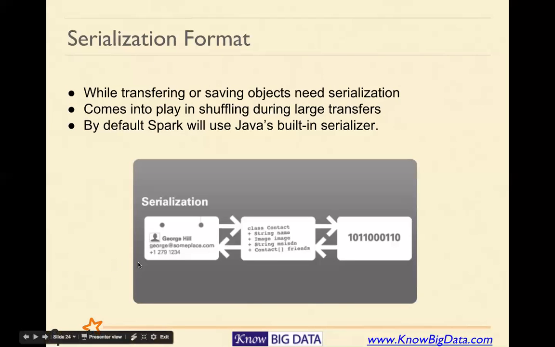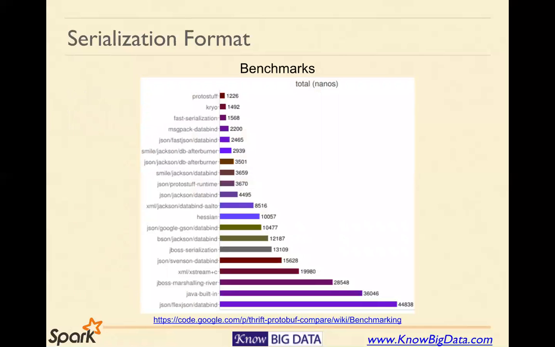All right. So serialization format: while transferring or saving objects, we need serialization, and it comes into play either during transfers or saving to the disk. By default, Spark uses Java's built-in serializers. Now here is a benchmark, and out of this benchmark, protobuf, which is protocol buffers, and Kryo are giving very great results. All right. There has been a lot of work and a lot of research on these serializations, and out of that, protocol buffers and Kryo seem to be winning.